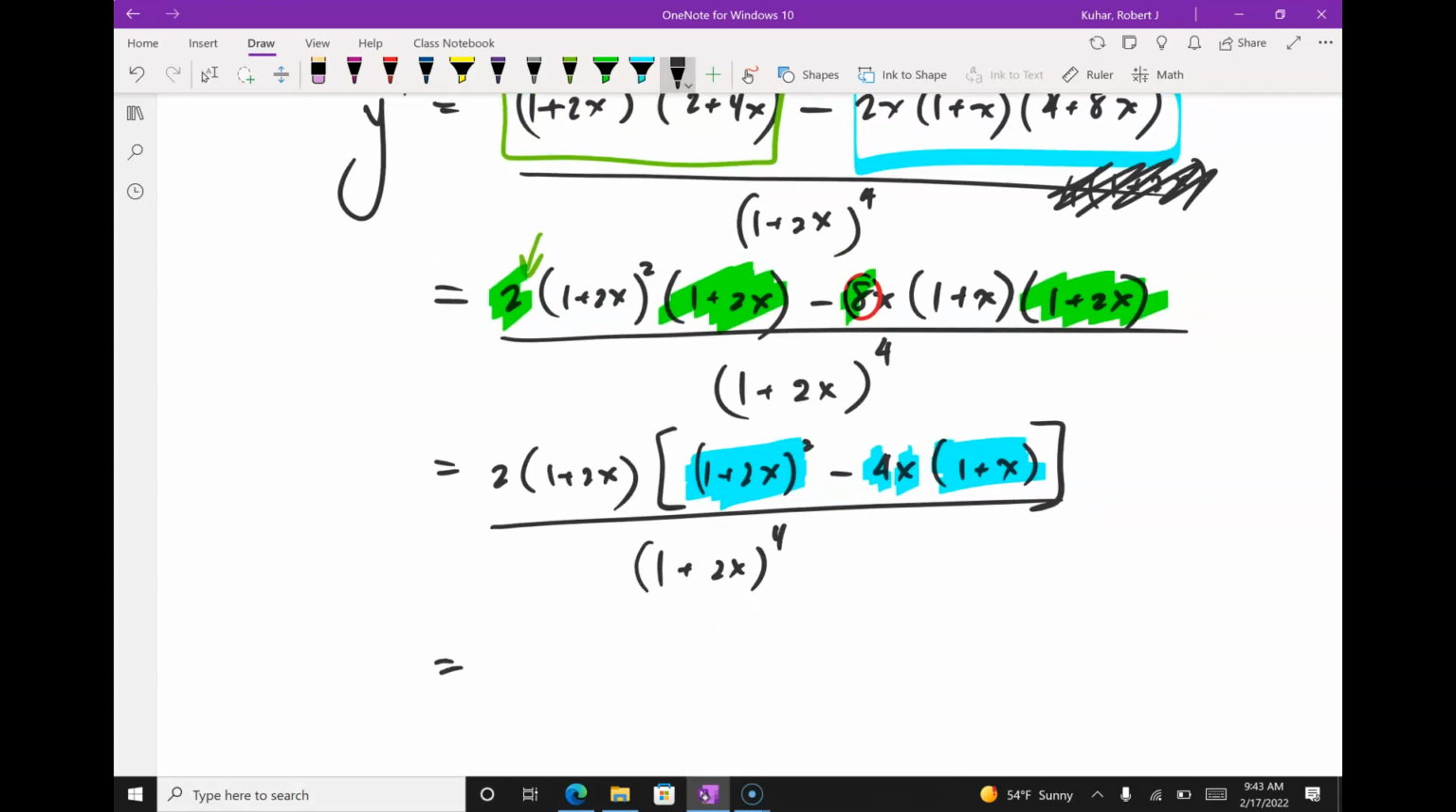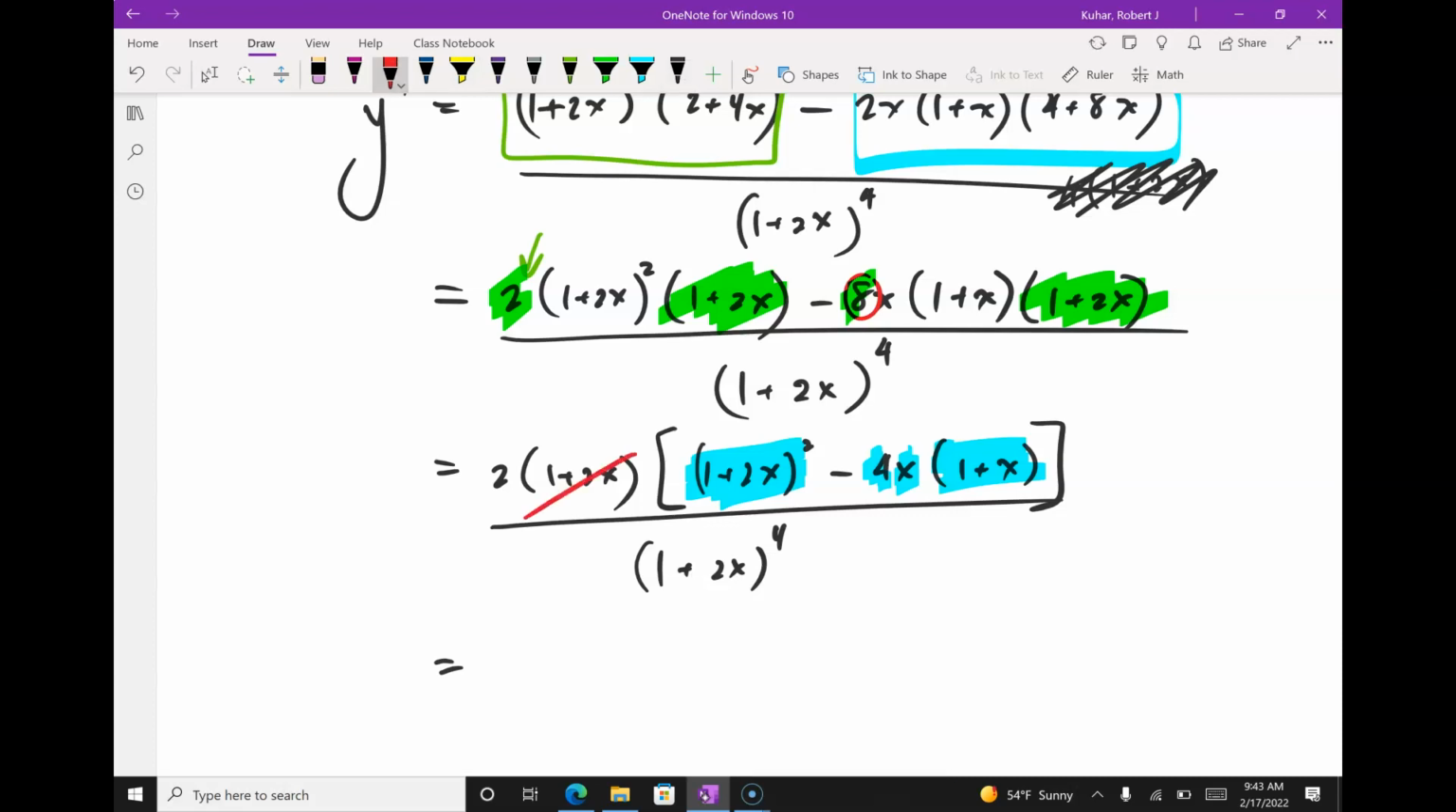Am I factored yet? Nope. Where can you tell I'm not factored? Yeah, that square bracket is not factored. I have to get that ready to be factored. So I need to do some distributing, right?